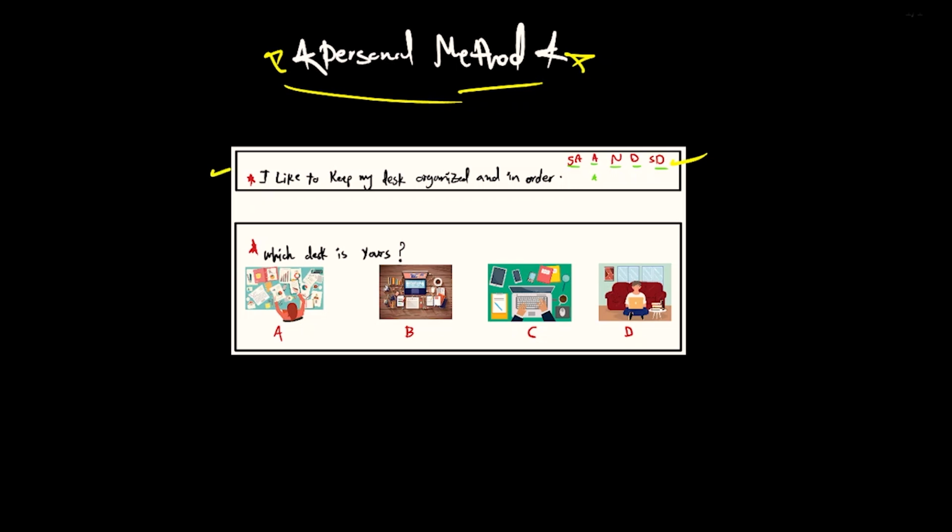Let's say, for example, this is one of my statements: I like to keep my desk organized and in order. Strongly agree, agree, neutral, or disagree, or strongly disagree, something like that. Now, if I were to use my own personal method, I would have to come up with 5 different images or pictures. So choosing the images is quite intense work.